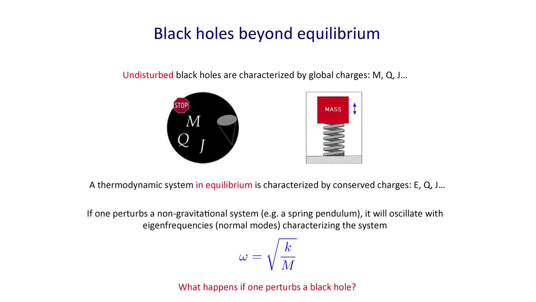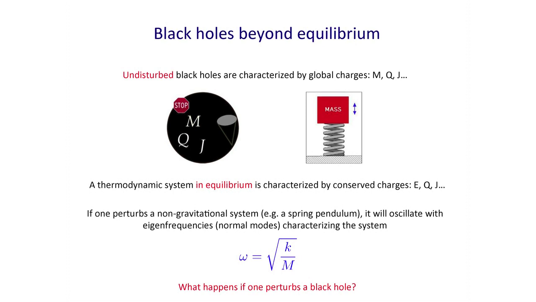So that's all good. We know that there is some microscopic system that describes our black holes. It describes them in thermal equilibrium, as we saw. The laws of black hole mechanics are identified with the laws of thermodynamics, with Bekenstein-Hawking entropy and Hawking temperature. But what about black holes beyond equilibrium? Undisturbed black holes are characterized completely by global charges such as mass, total electric charge, and total angular momentum. And a thermodynamic system in equilibrium is also characterized by conserved charges: total energy, total electric charge, total angular momentum. So this is not very surprising.